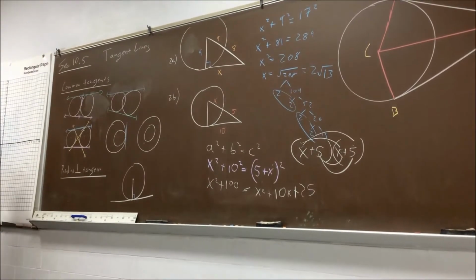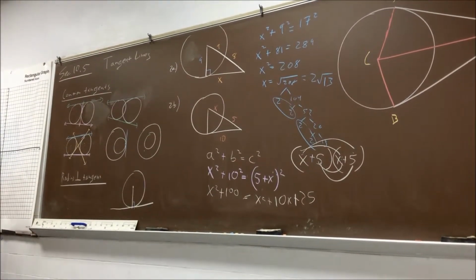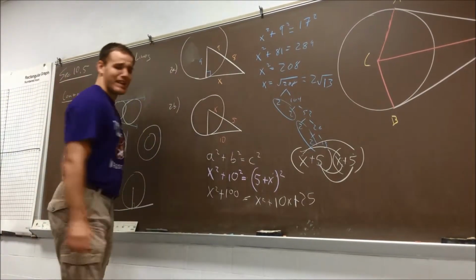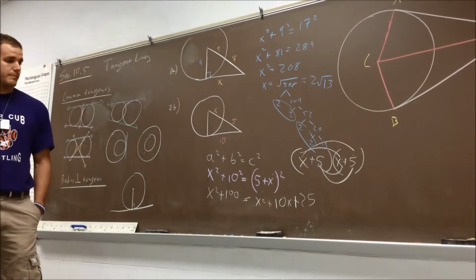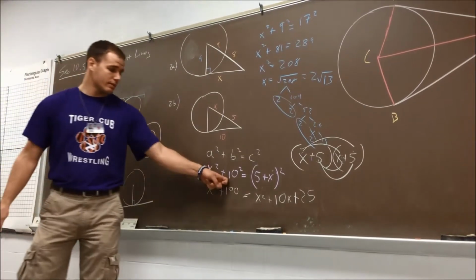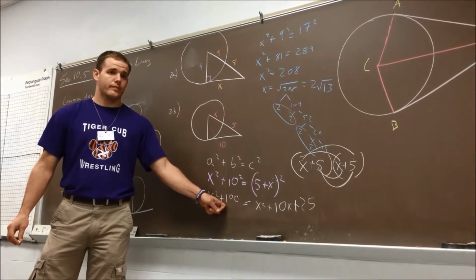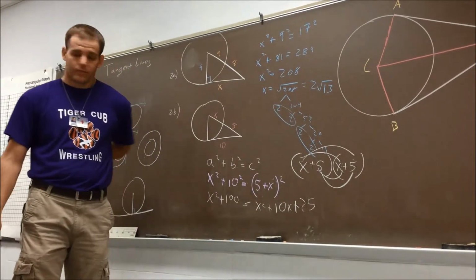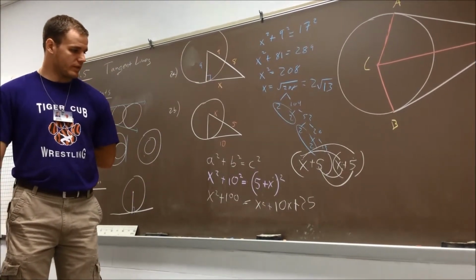Now you may be saying, oh, Mr. Kuhne, that problem's so hard, I can't do that. Oh no, Mr. Kuhne. I don't know. How'd you get x squared plus 100? 10 squared is 100. Oh, okay, you just brought it down, never mind. I thought you equaled that. Wait, does that say x squared plus 10x plus 25?